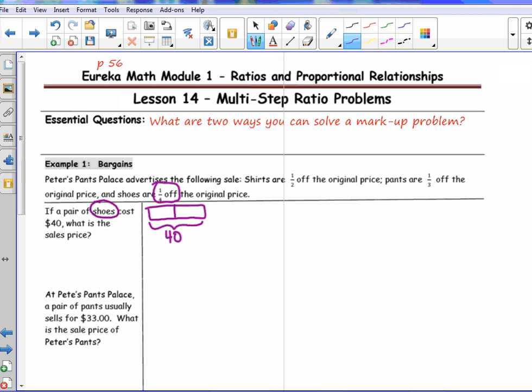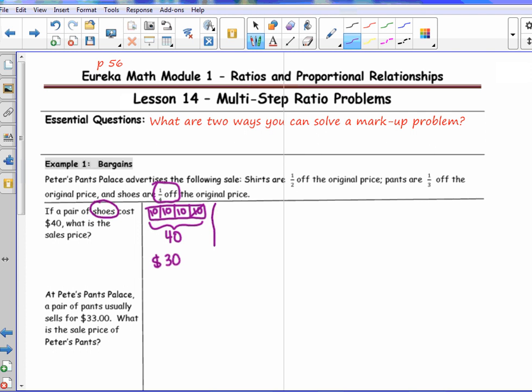First, we'll split it in half, and then we'll take each half and split it in half again to get fourths. Then we'll split the $40 evenly between the sections. So we have $10 in each of the fourths, and we know that we're going to save 1/4. So 1/4 we're not paying. That gives us a total sale price of $30 for the shoes.